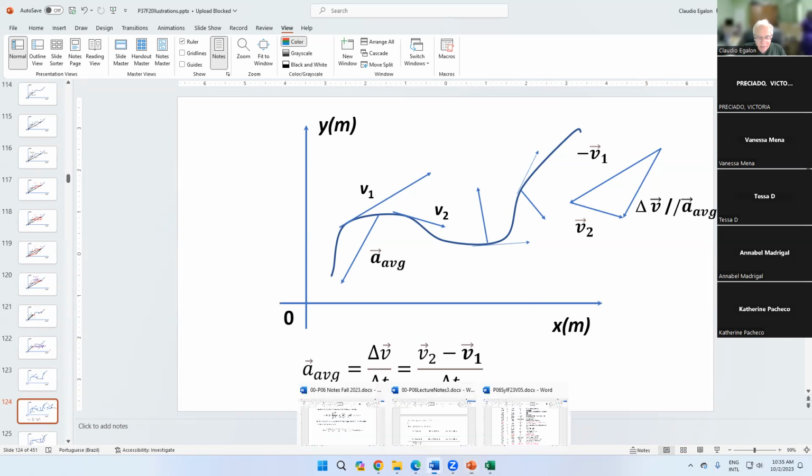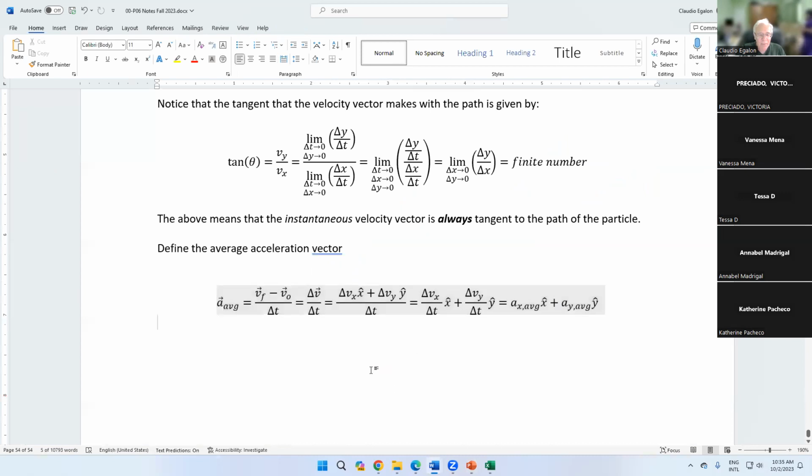Okay, so let's write it down here. Looking at the illustration, right? The PowerPoint illustration.